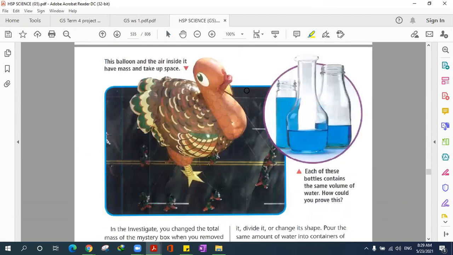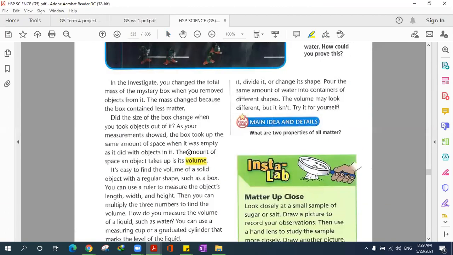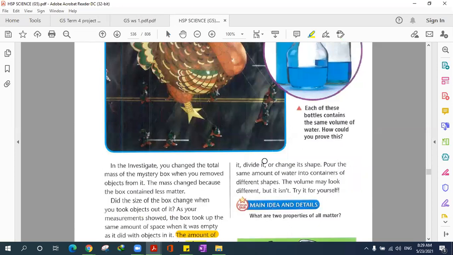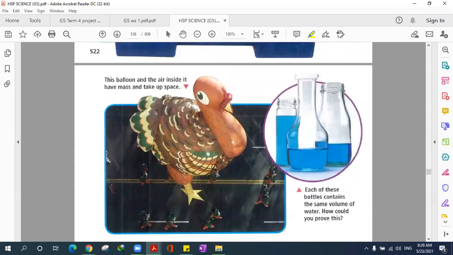Then we learned about volume, and we said that volume is the amount of space an object takes up. You already know that air is matter and takes up space too. That's why we fill balloons with air, which means it takes up space. The volume of liquids will change the shape, but it will not change the amount.